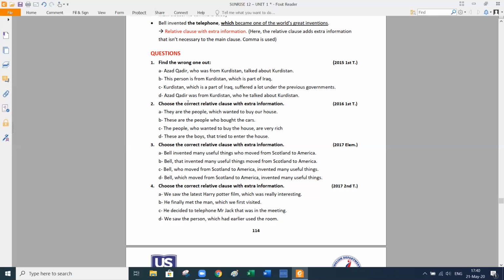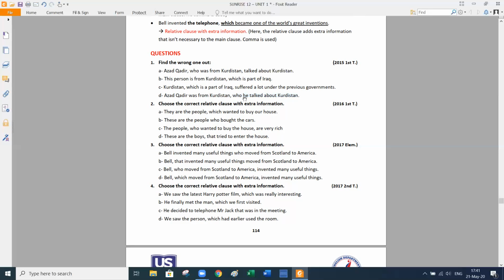D, Azad Kadir was from Kurdistan, who he talked about Kurdistan. Who he talked about Kurdistan is supposed to be the relative clause, but there are mistakes here, as you can see. The first mistake is it is giving information about Azad Kadir. So the position of the relative clause should come immediately after Azad Kadir here. But it's at the end, so it's wrong.